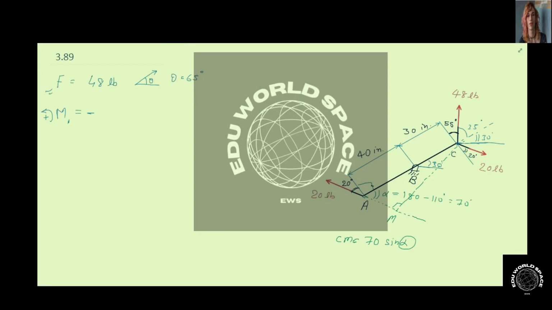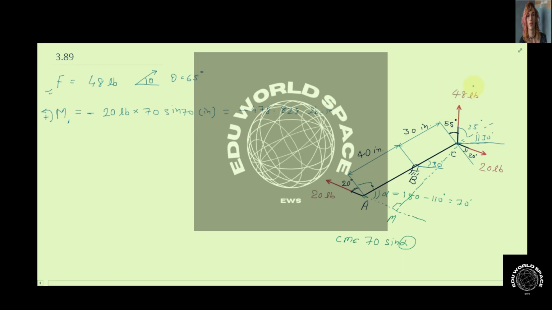So now we can directly write the moment value, and it will be 20 pound multiplied by the perpendicular distance between them, that is 70 sine 70 inch. And if we solve this, it comes out to be minus 478.828 pound inch. Now talking about the second moment, that is caused by this 48 pound force.